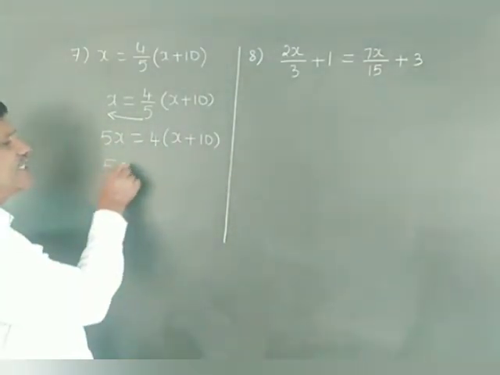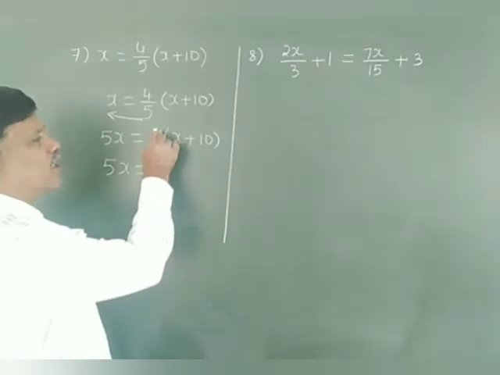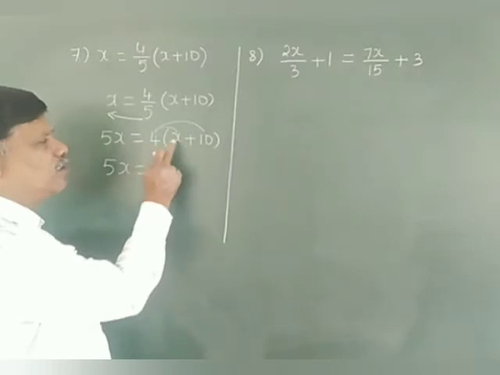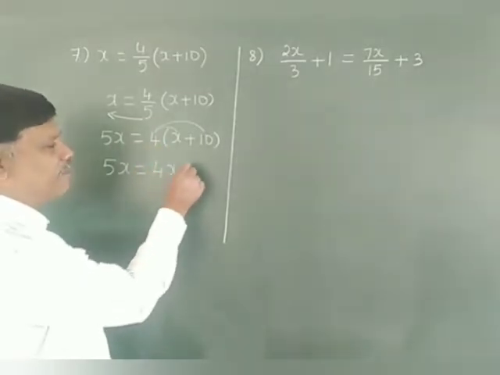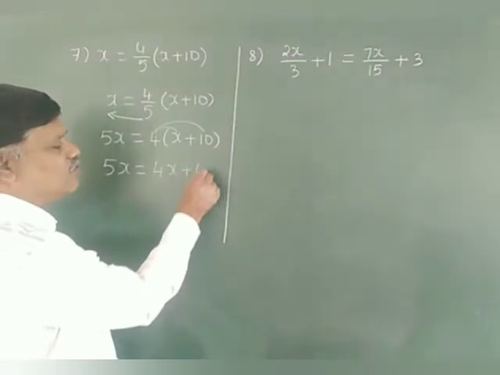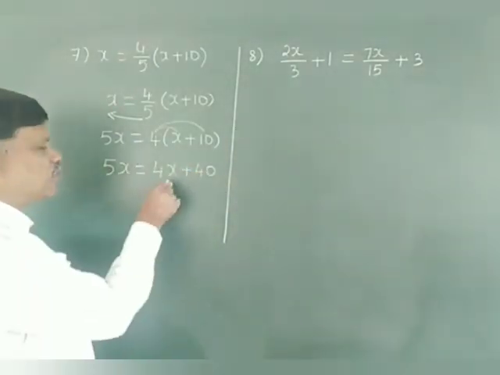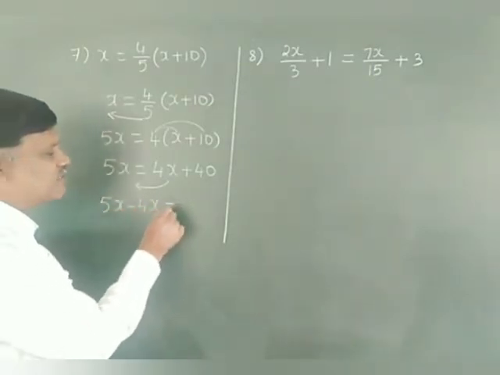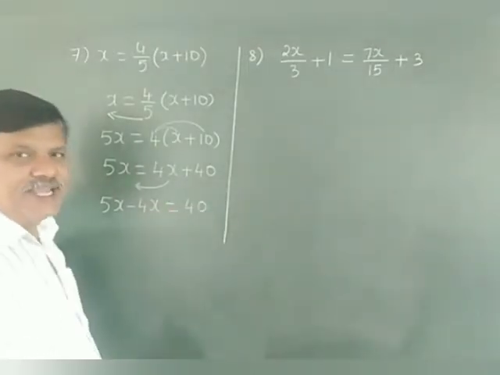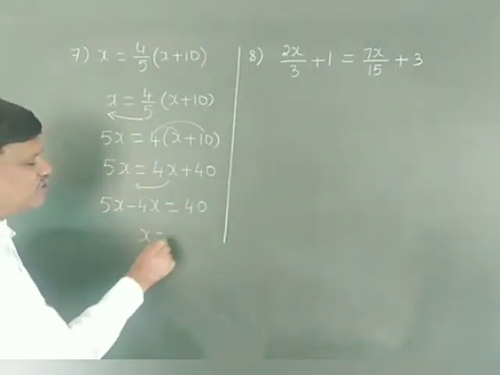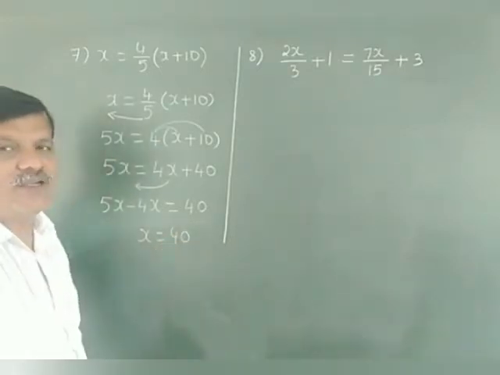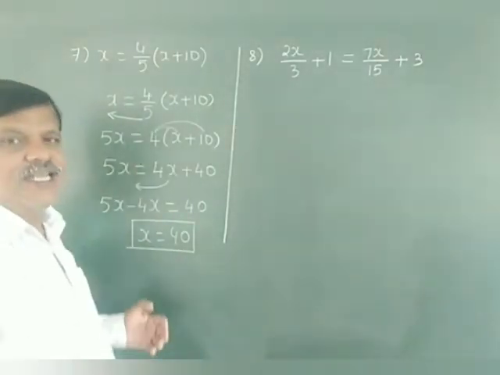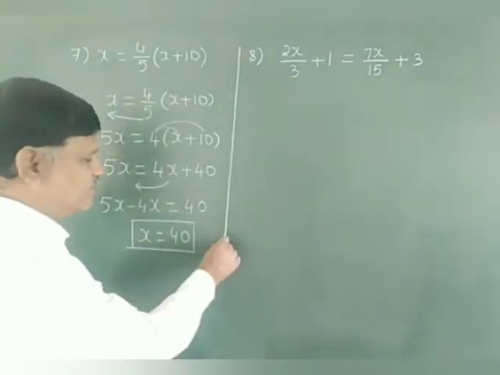Now again the next step you see, 5x equals... Now 4 is multiplied with x and also 10. Now we multiply 4 into x gives you 4x, plus 4 into 10 gives you 40. Now we transpose 4x to LHS. So what do I get, tell me, 5x minus 4x equals 40. And 5x minus 4x equals x, and in RHS we are going to have the number 40. Therefore, the solution for this equation is x equals 40.